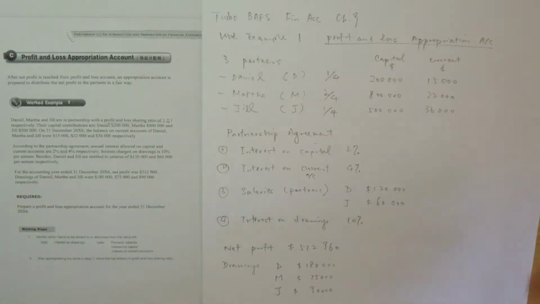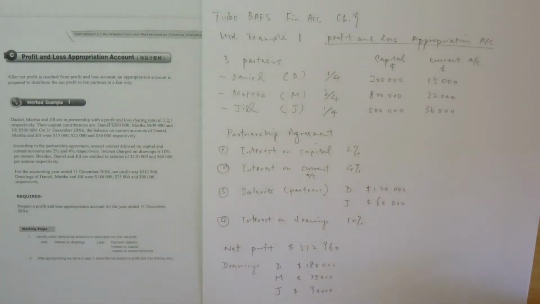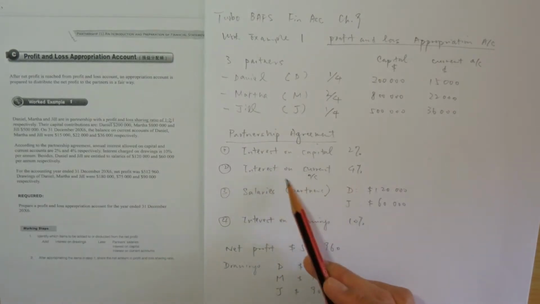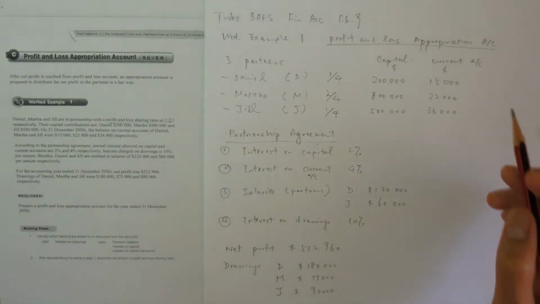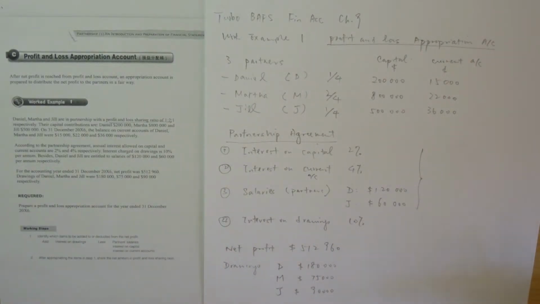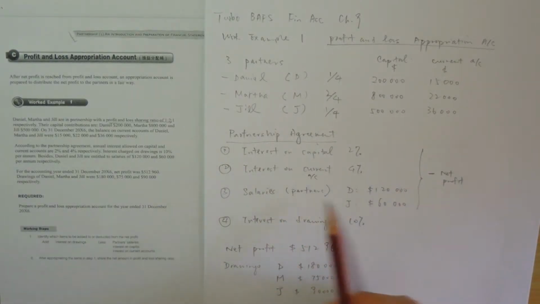Okay, so here is a summary of this work example 1. We have 3 partners, and they have the following capital balance, current account balance, and also the partnership agreement. There are 4 related elements. The first one is interest on capital, 2% per annum, interest on current account, 4%, and all these 3 items for the salaries will be deducted from your net profit. Why? Just think about it.